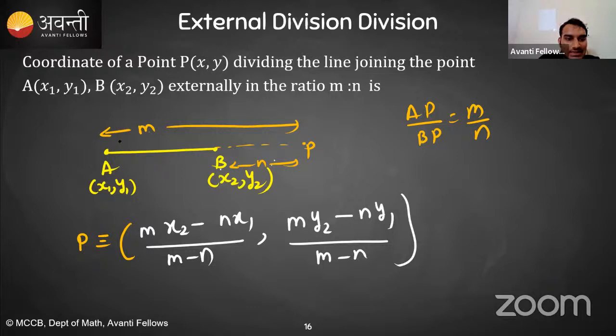You will get the feel of it: m is starting from A, so you multiply m with the coordinate of B, and n is closer to B, so you multiply n with the coordinate of A. And the plus sign depends on the division. If it is internal, put the plus sign in between. If it is external, put the minus sign in between.